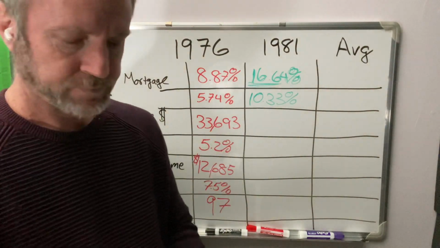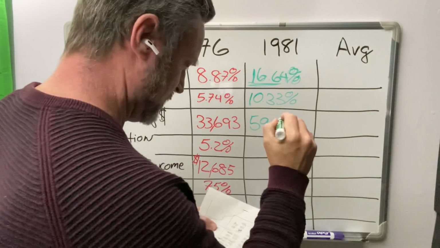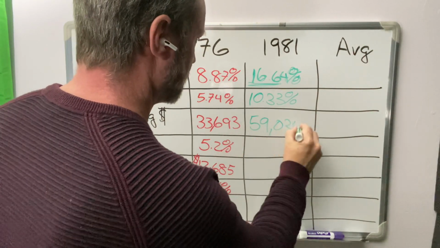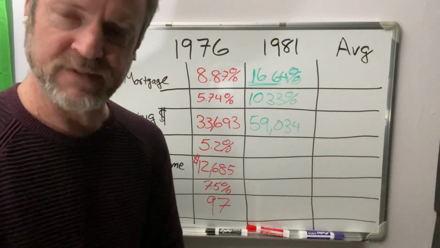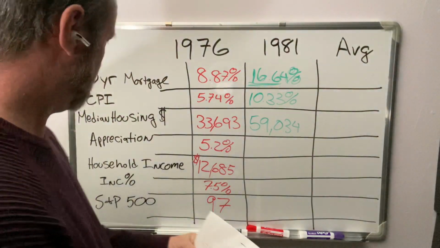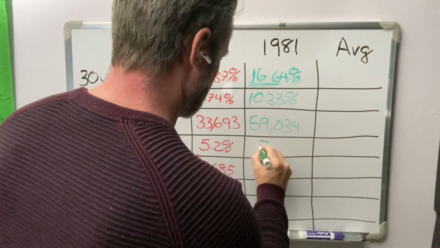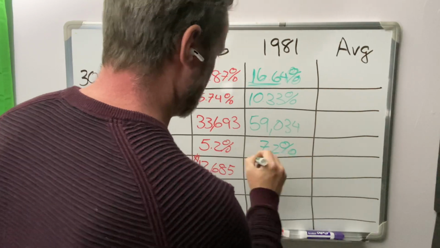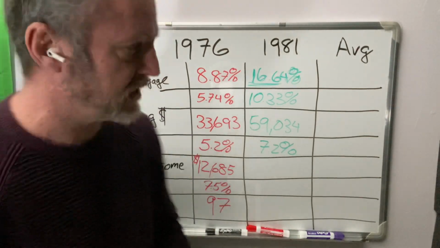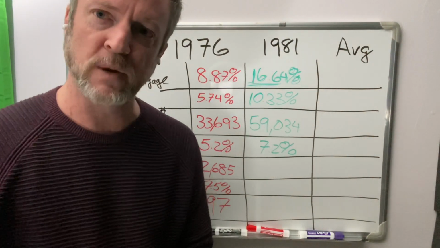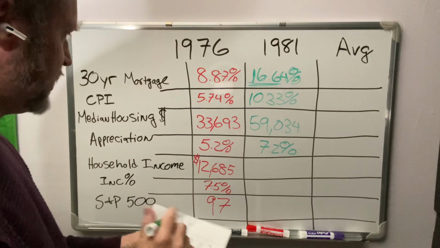How about housing? Housing was 59,034. Housing went up, what is that? $26,000 in 5 years. Pretty crazy. Next, we have appreciation. That year was 7.2%. So again, we had some housing appreciation. We had 7% appreciation even though interest rates went up. That's not supposed to be normal, right? That's what everybody tells you. Well, they're wrong.